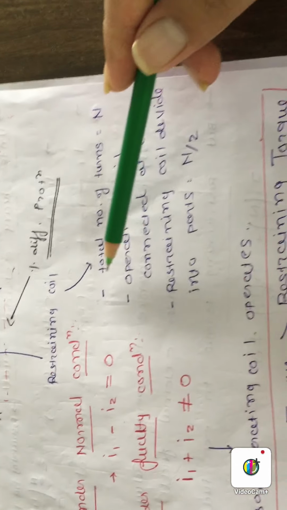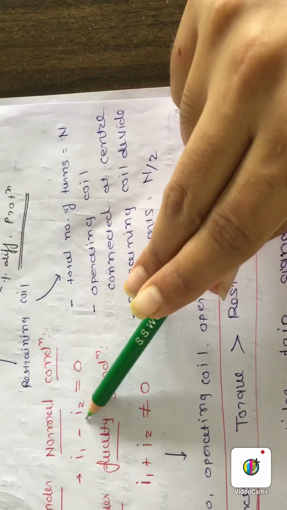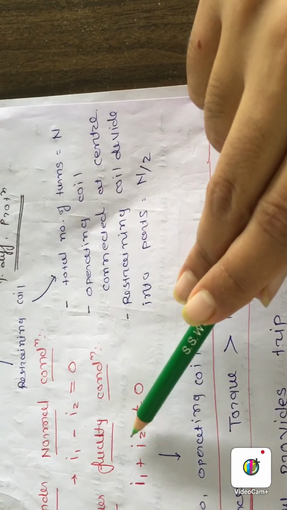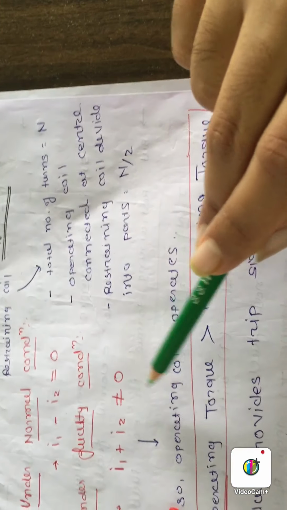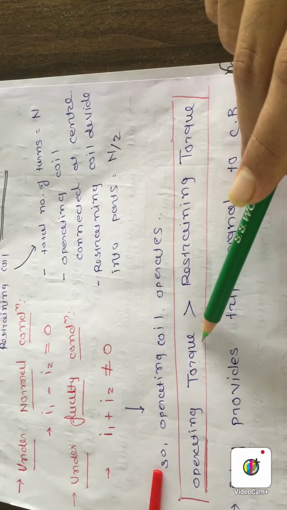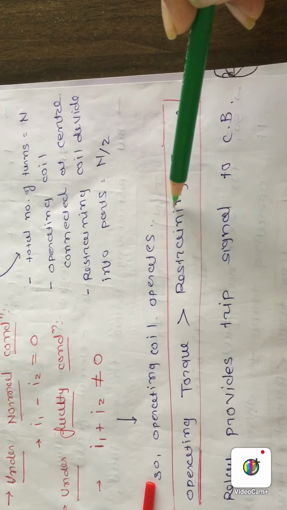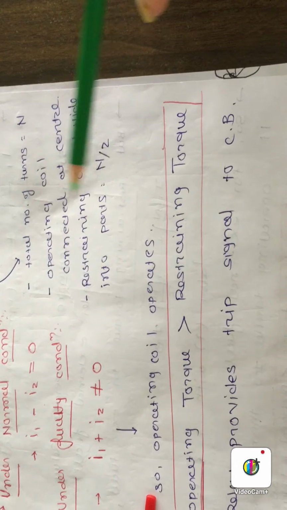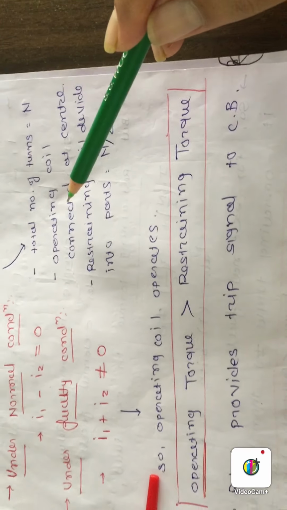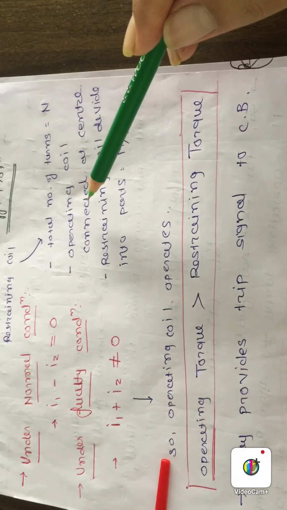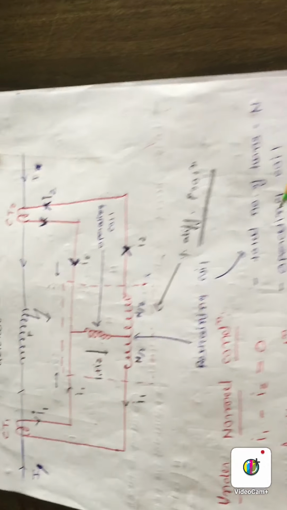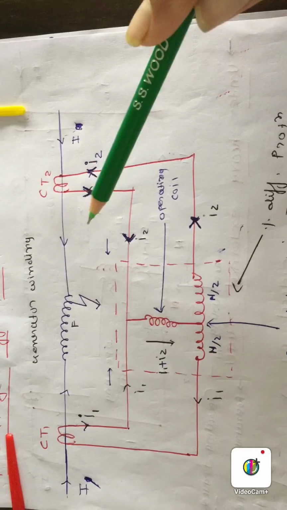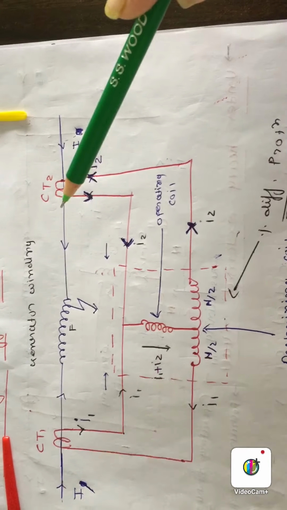Okay, these are the same notes: under normal condition, it is equal to 0. Under faulty condition it will not become 0. That's why for internal fault the operating torque will become greater than the retaining torque, so the relay will operate and provide a trip signal to the circuit breaker. So this is the main strategy of percentage differential protection. Okay, this lecture is completed.